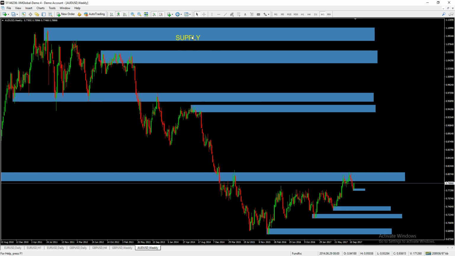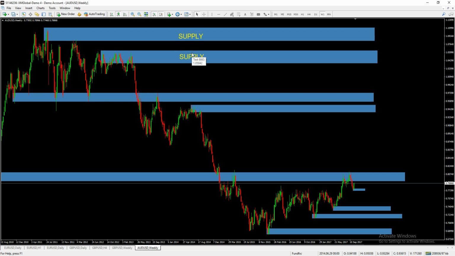Let me add that there. A supply zone is where price rallies up. It couldn't break higher than that, and price fell down from it. Rallied up, tried to break that zone again. It fell down from it. Price rallied up. It couldn't go higher than that, so that's also another supply zone.